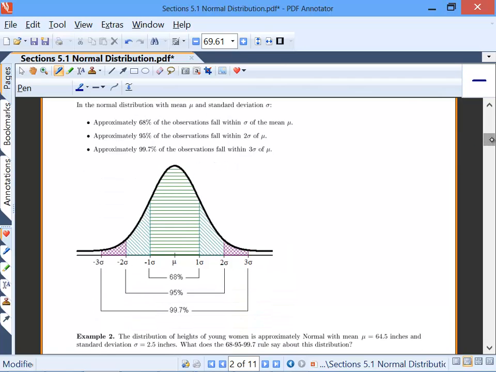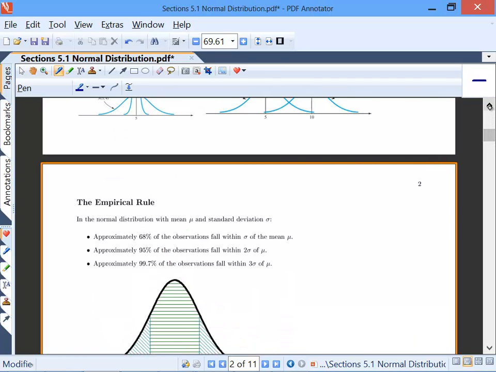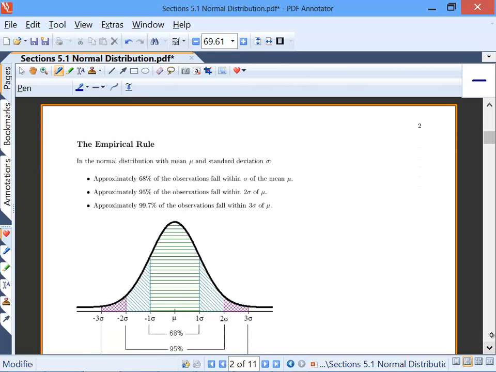The first thing that I like to learn about the normal distribution is the empirical rule. And this is the first time that we really get a direct application of the standard deviation. So in a normal distribution with a mean mu and a standard deviation sigma, we've learned from experience, you can figure it out too, that the middle 68% of the observations, the observations around the mean, fall within 1 standard deviation of the mean.